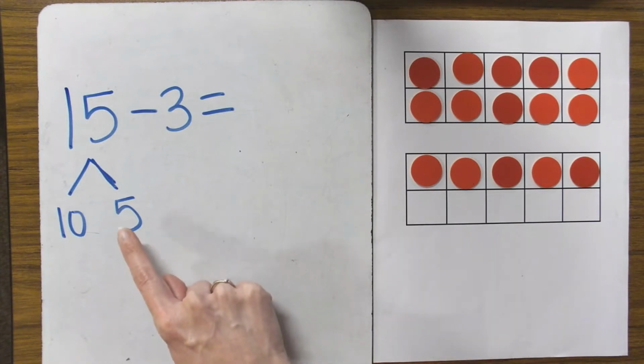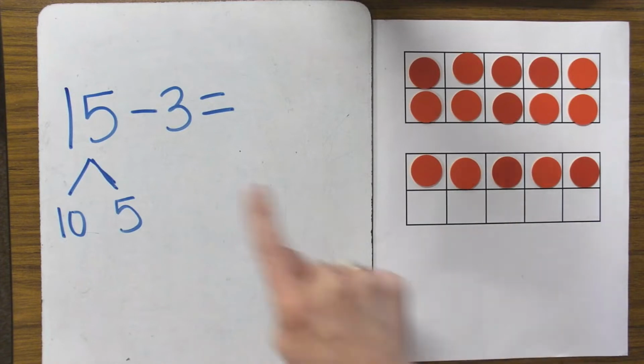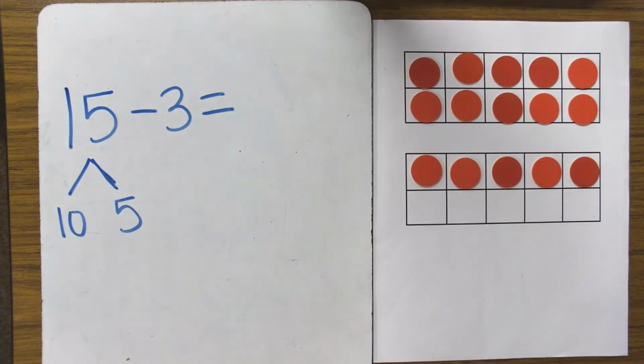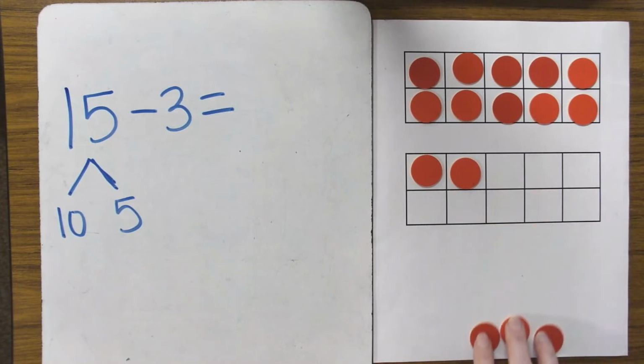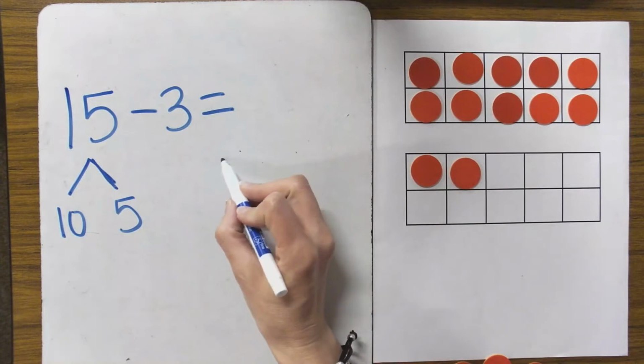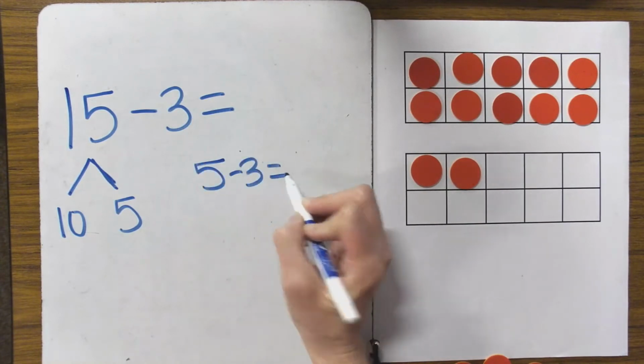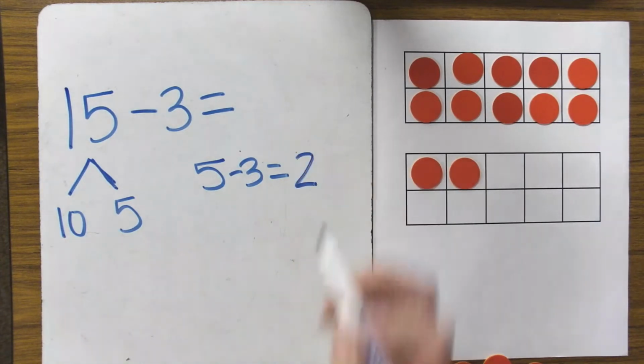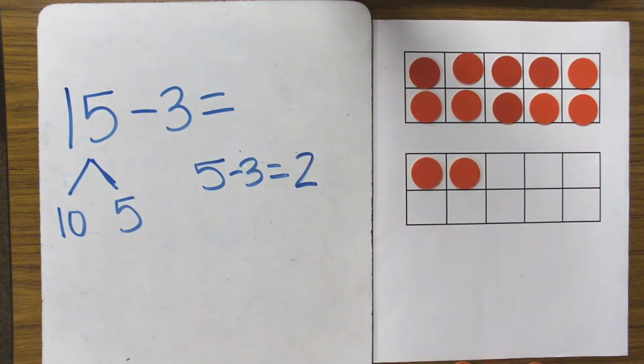So let's see, we have 5 in the 15 and we're taking away 3. We can take away 3 from the 5 down below. So I can just slide those off and I can show that on my whiteboard here, 5 minus 3. I'm left with 2 dots here. So 5 minus 3 left me with 2.